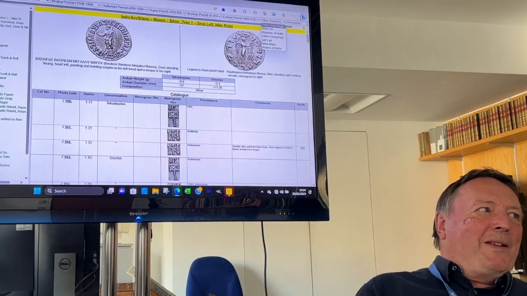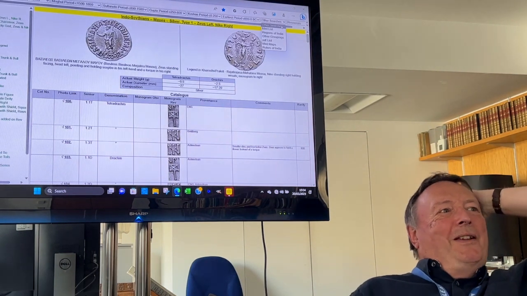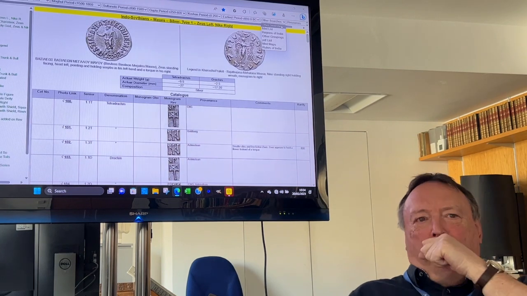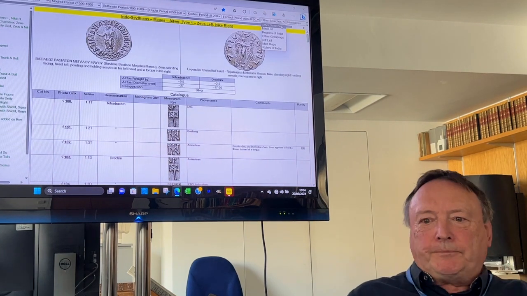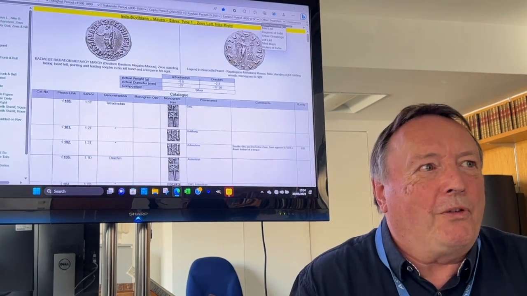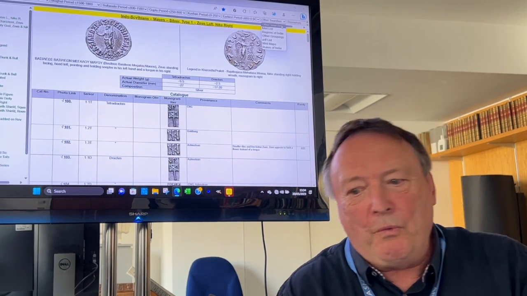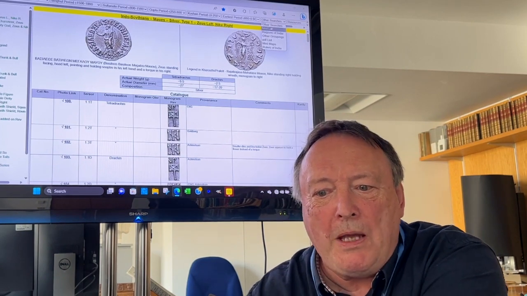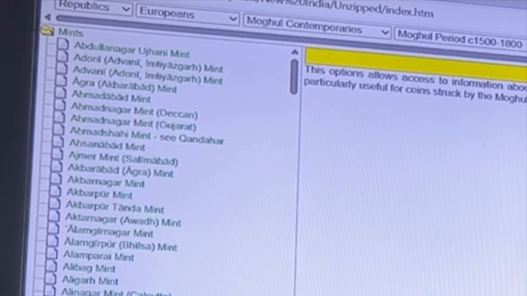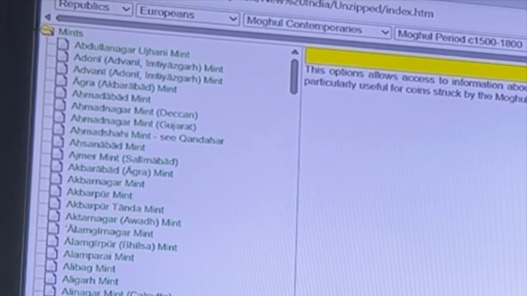My good friend has been going on for years about the fact that you can only look at this in one way, which is like a book, which works for me. But anyway, he wants some other ways of looking at it. So one way is to look by mint. Here is a list of every mint in this database, and there are a lot of them. That is just the A's, and it goes on for pages and pages.